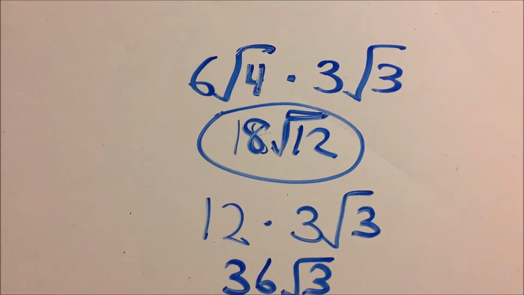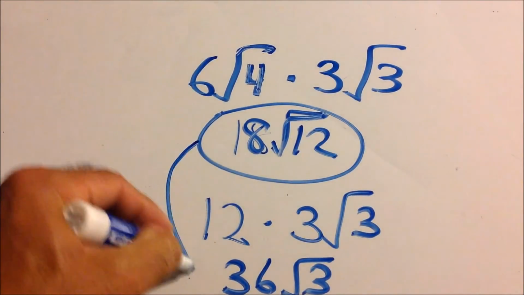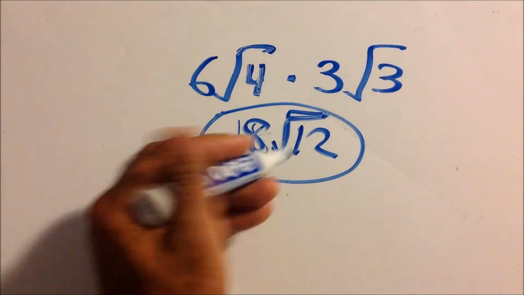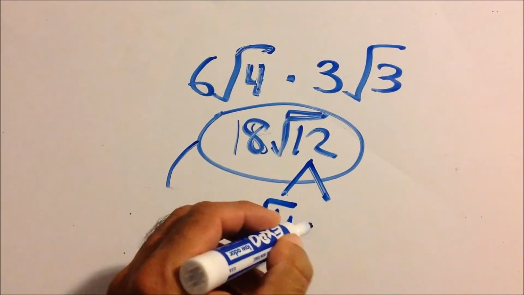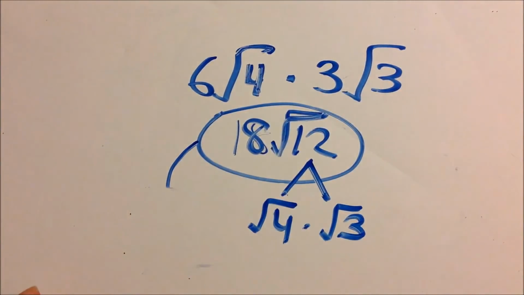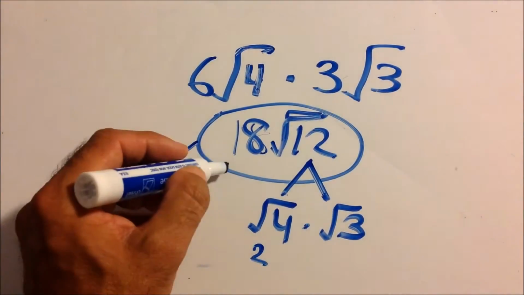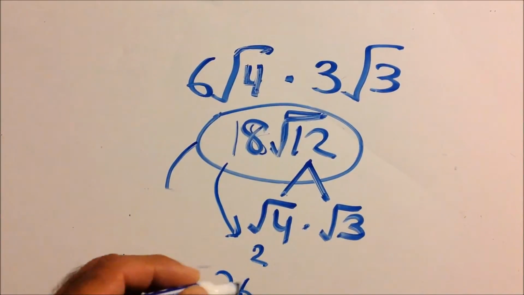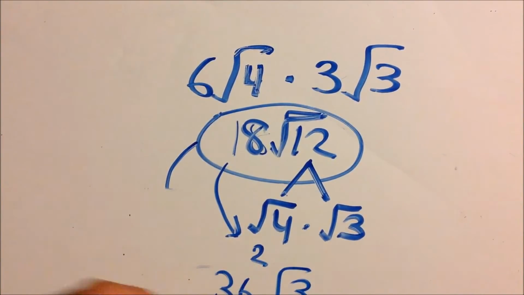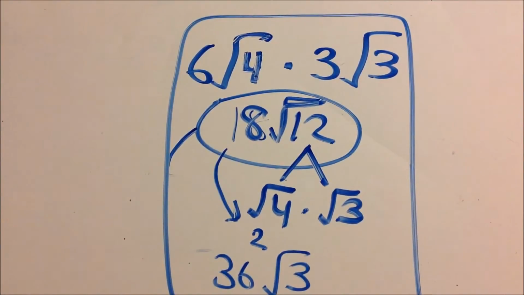Now if you didn't do it that way, how do we get 18 square root of 12? The square root of 12 we can break down as the square root of 4 times the square root of 3. And the square root of 4 is 2, right? So 18 times 2 is 36 square root of 3. One more.